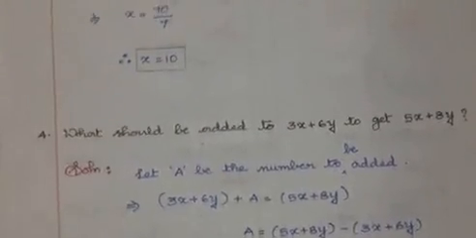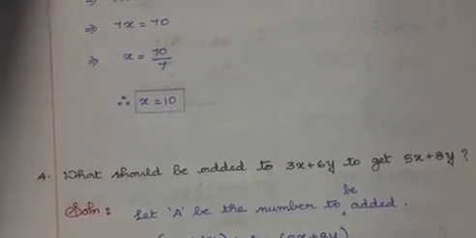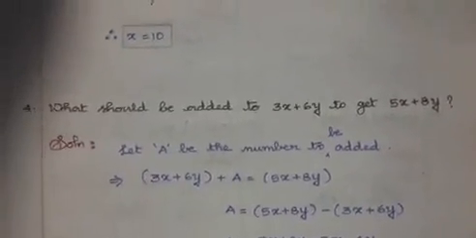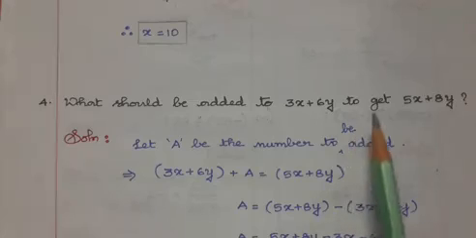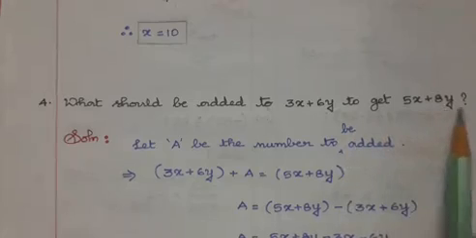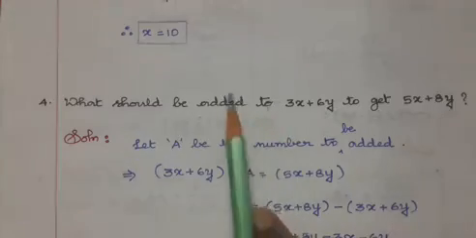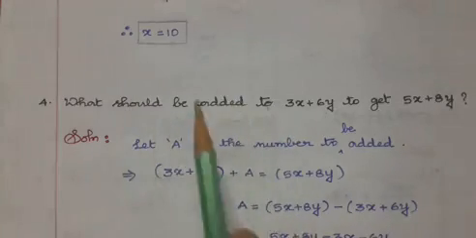Clear? Yes. Now, we will move on to the fourth question. What should be added to 3x plus 6y to get 5x plus 8y? So, they are asking that there should be some number which, when added to 3x plus 6y, will give you 5x plus 8y. So we need to find that number which should be added.